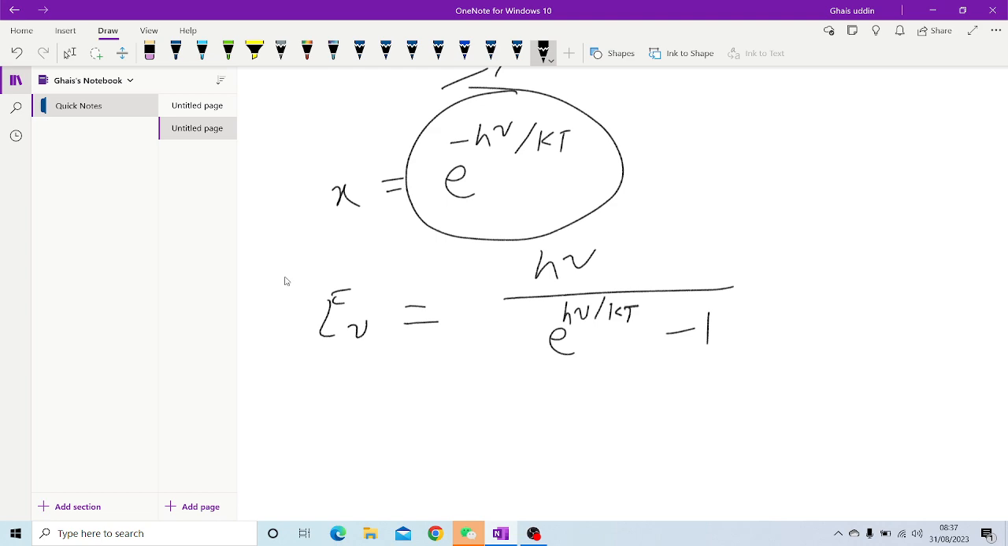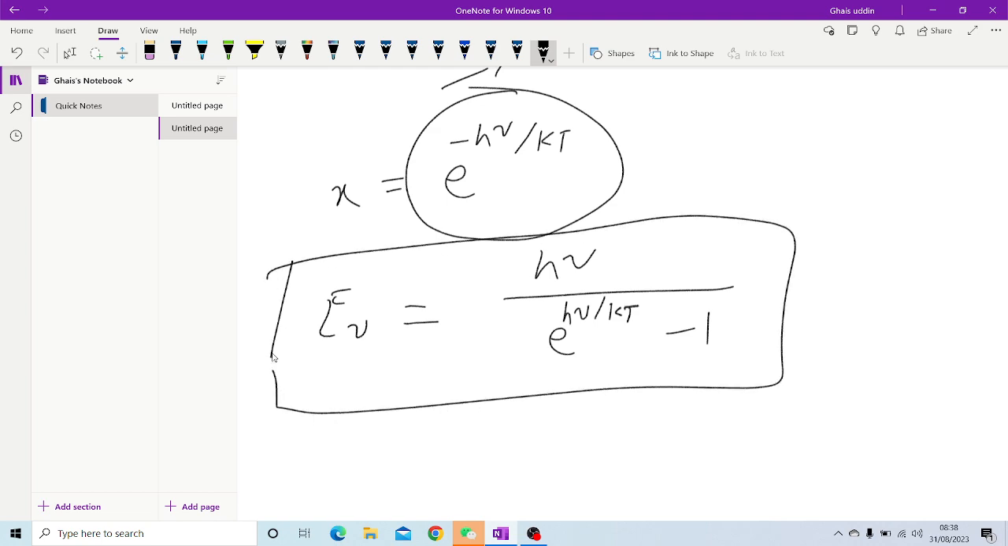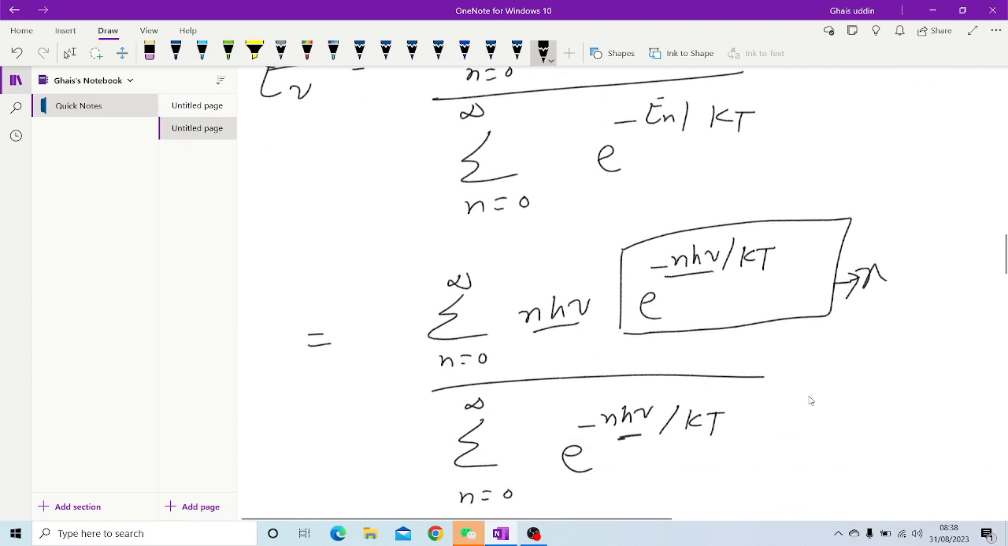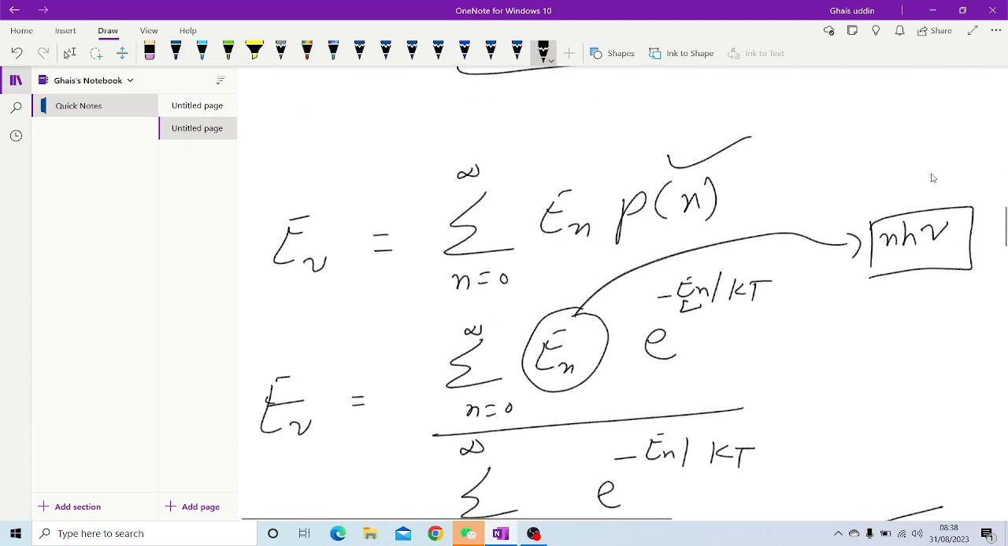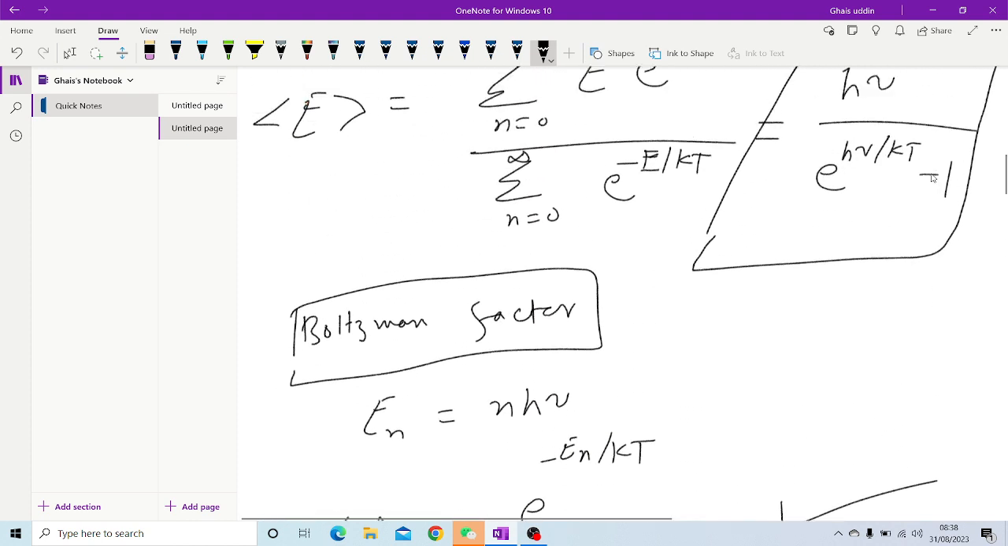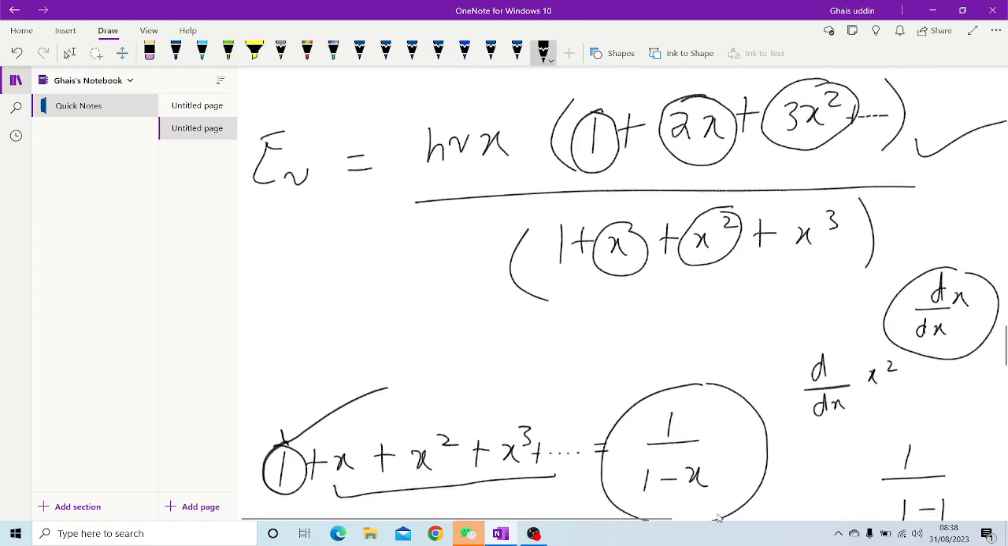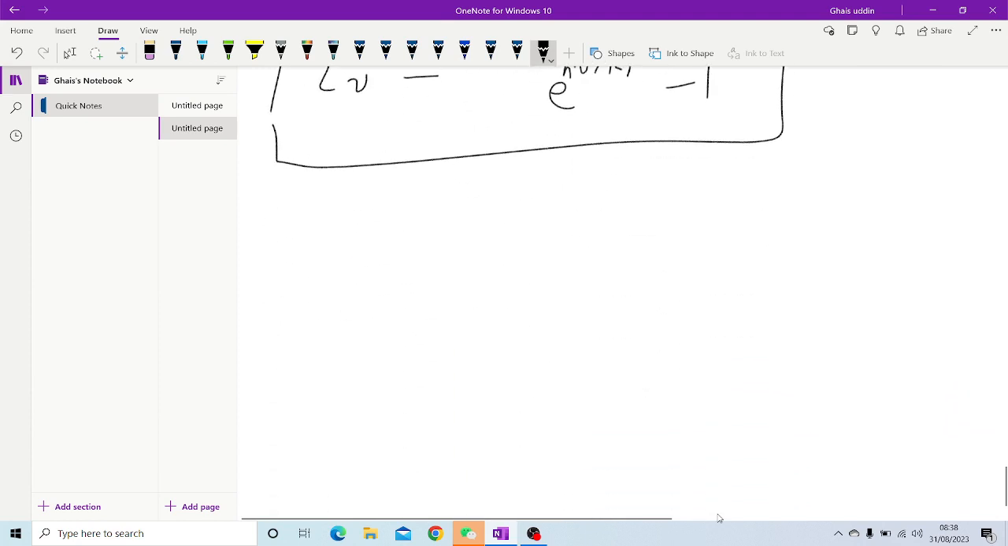So we derive this relation we already discussed here, this relation, not this one, this relation. We derive this relation here.